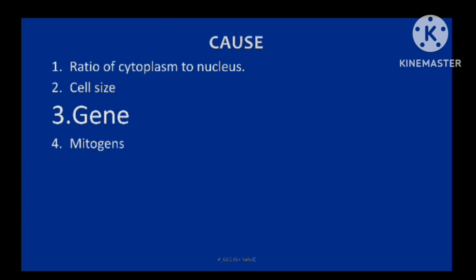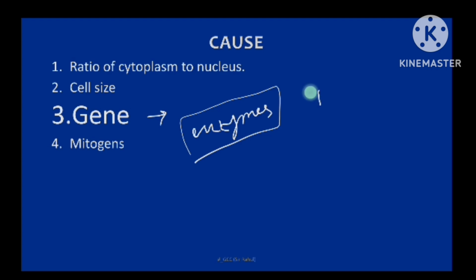Cell division is a gene controlled process. Genes regulate the synthesis of enzymes, which are basically protein in nature. Enzymes take part in the synthesis of cellular substances. When the amount of DNA in the nucleus is doubled, cell division is initiated.